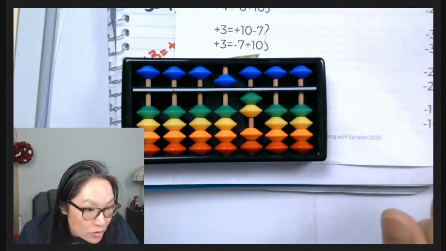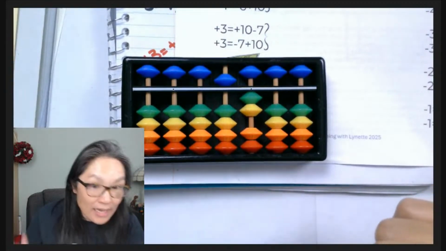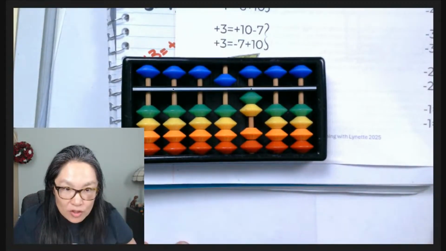Can the abacus also do multiplication and division? Yes. Oh, good, Mimi. Yes, we can do multiplication and division.